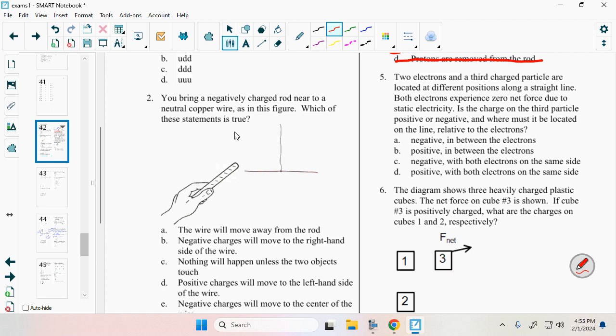What happens? So in a neutral copper wire, that is a conductor, what you're going to get is a distribution of charge that's negative on that end and positive on that end. That copper wire, it's going to move. The wire will move away from the rod. No, it's going to move towards. Negative charges will move to the right side of the wire. Even though I draw it this way, that's not actually what happens. The protons don't move around. It's really that the electrons leave and they leave a net positive charge. So D is not right, and then E is not right. So B is the right answer. Only negative charges can move, as far as we're concerned, because when you move protons around, you're changing the material.